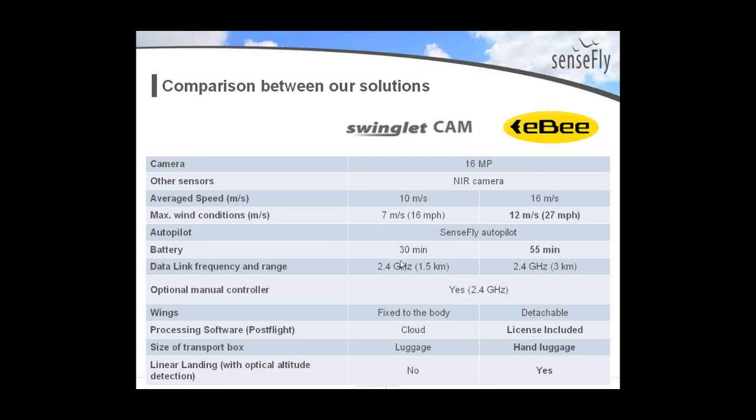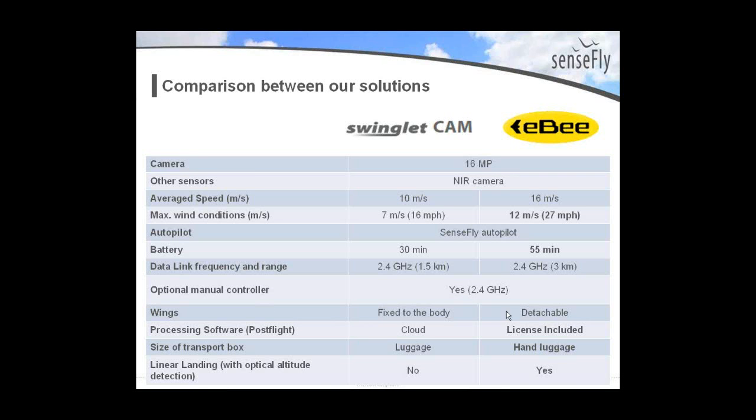Your data link is with a 2.4 gigahertz radio, and you stay in constant communication with your drone. I mean, you can lose communication, but there are safeguards so that you won't lose your eBee, that will go and make an emergency landing. You have an optional manual controller, but we don't recommend that you use that. That you use the auto flight plan instead.